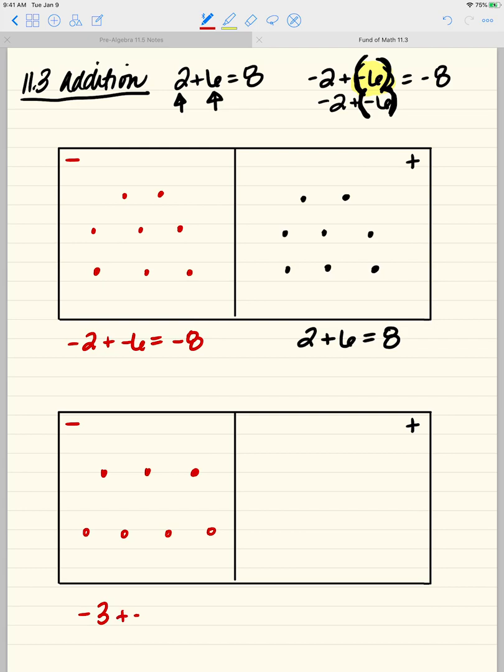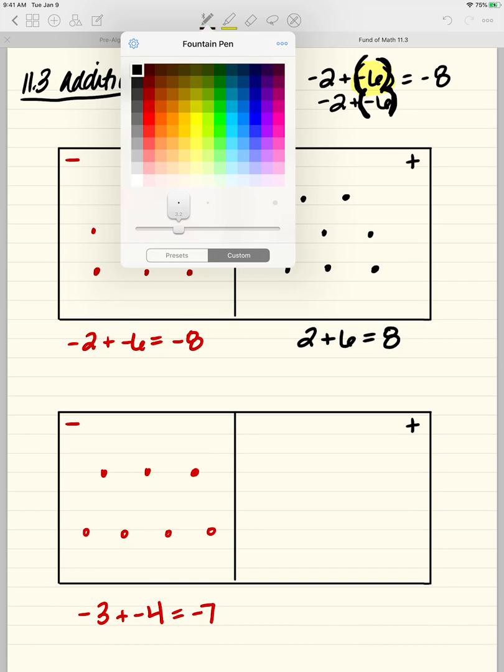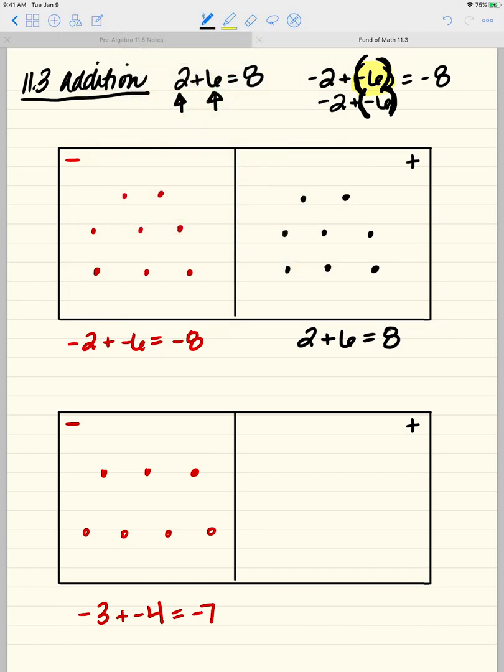So we added 4 more jelly beans on the red side. How many jelly beans do we have total on the red side? We have negative 7. We have 7 jelly beans over there. Okay, I'm going to skip doing the black side because I think we're really good on the positives.